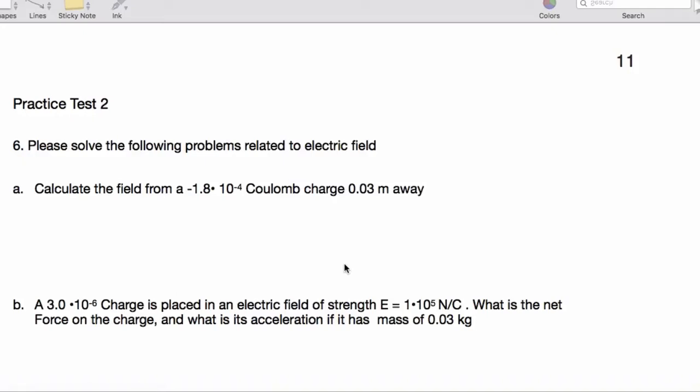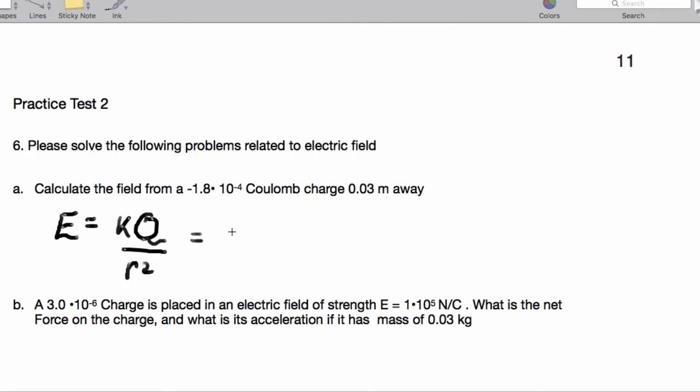All right, problem number 6. We're going to go ahead and calculate the field from this charge, this distance away. The electric field formula is given by kQ over the distance squared.